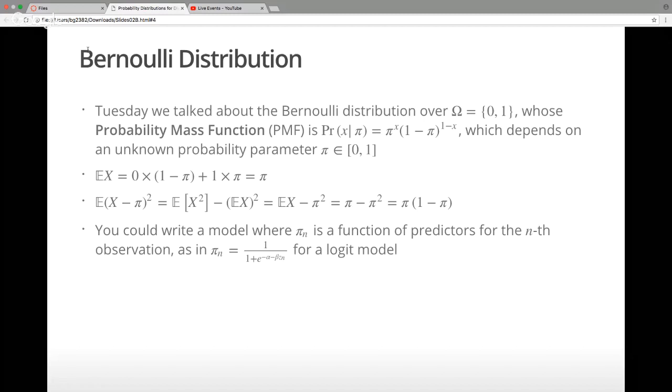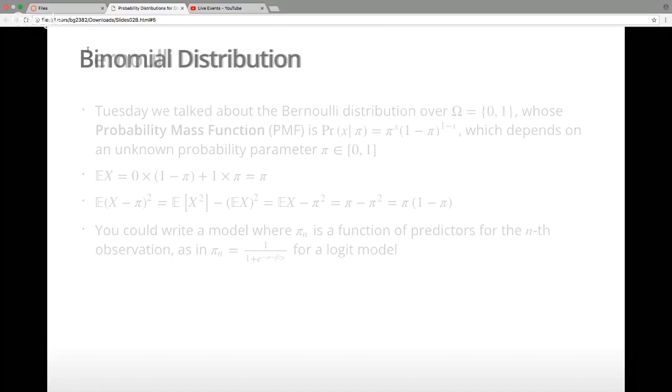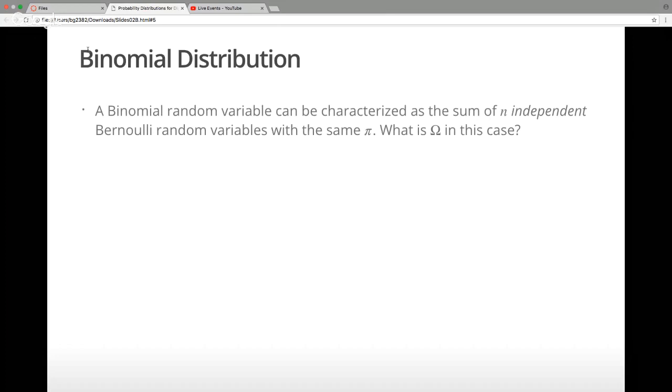Other questions? Okay. Binomial distribution extends from the Bernoulli because a binomial random variable is defined as the sum of n independent Bernoulli random variables that each have the same probability of success, pi. So if that is the definition of a binomial random variable, what would be the sample space for a binomial random variable? Marlon.